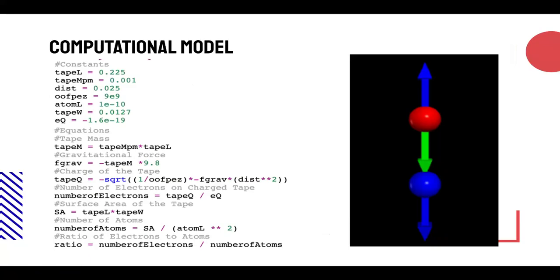Here's my computational model. I started my code by defining my constants like the measurements, and I recorded typical constants like K, atom length, and electron charge. Then I wrote the code for the same calculations I found in the previous slides. Running my code, I found the magnitude of the charge of the tape to be the same as my earlier calculations, 0.002205 newtons.